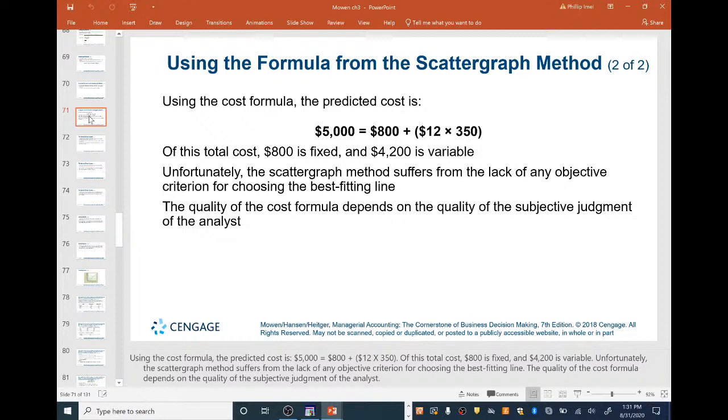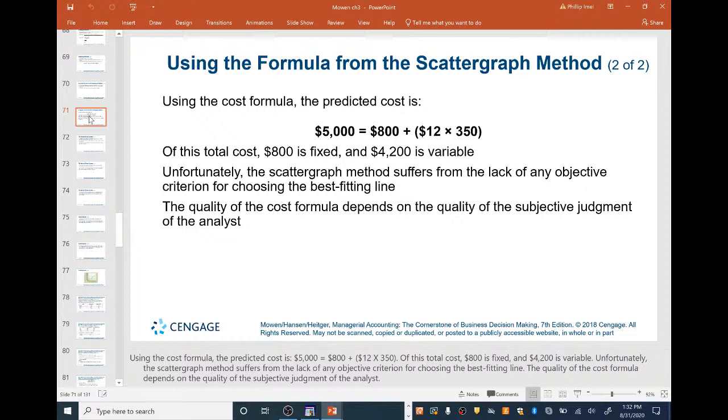Now, the scattergraph method does suffer from the lack of any objective criteria for choosing the best fitting line. So once again, what does that mean? It doesn't really go into detail of why we're choosing that line. Obviously, based upon the line, that's going to change our slope. So there's really no objective criteria for choosing that.